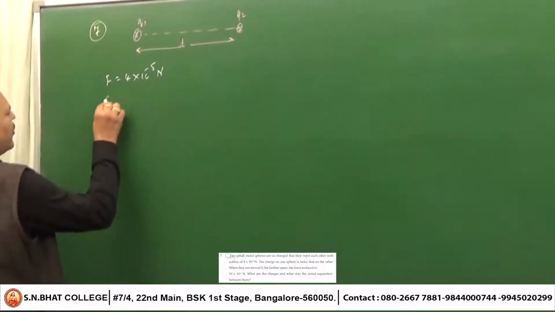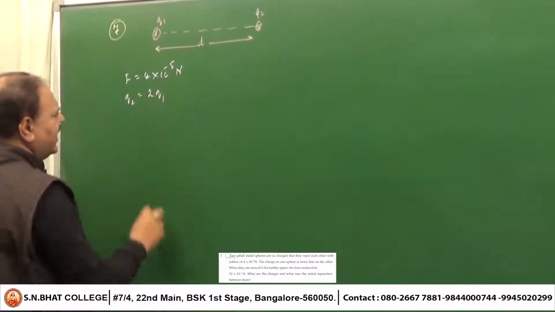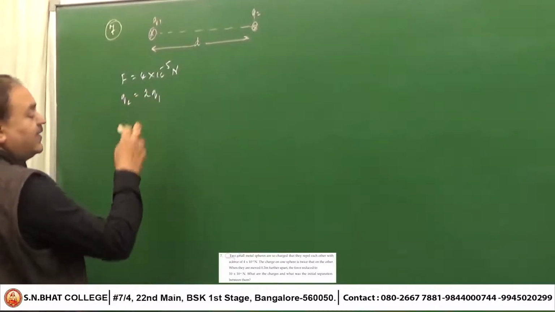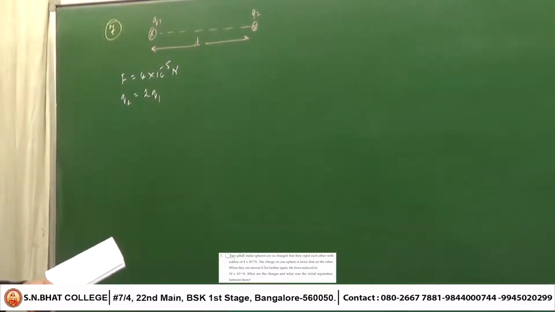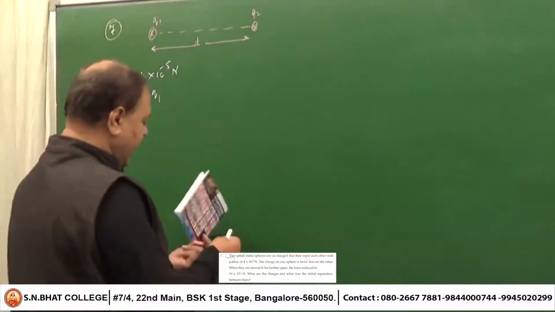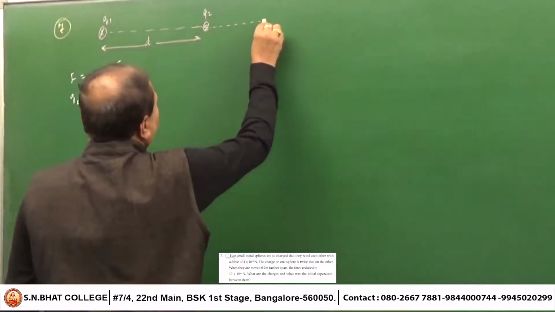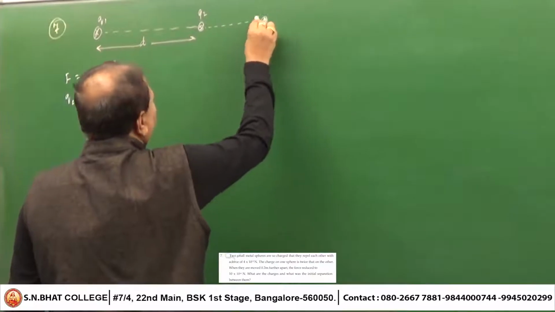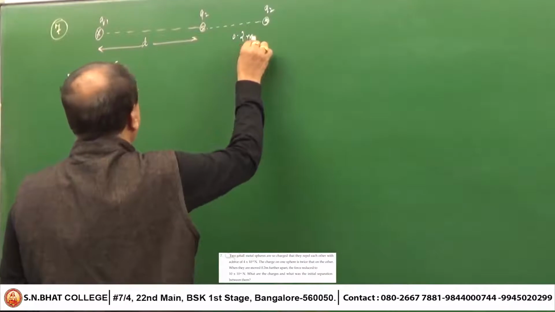Therefore, your Q2 is equal to 2 into Q1. That is, the charge on one sphere is twice the charge on the other sphere. Then what does he say? When they are moved 0.2 meter further apart. This is the initial separation. Now he moves them another 0.2 meter further apart.